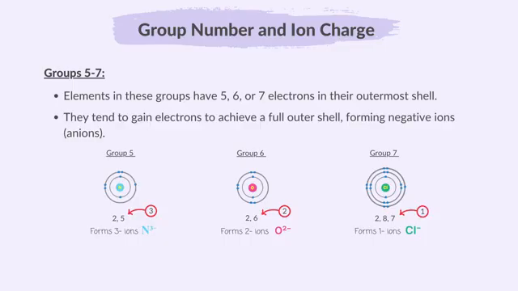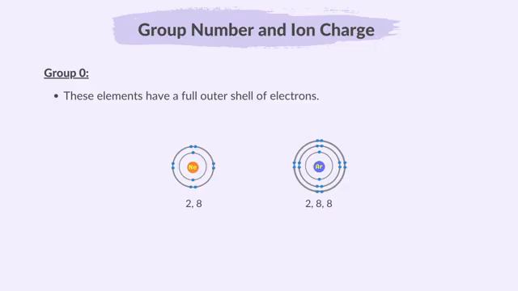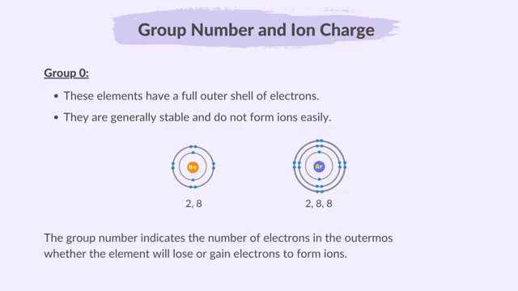Example: Cl1-. In group 0, these elements have a full outer shell of electrons. They are generally stable and do not form ions easily. In summary, the group number indicates the number of electrons in the outermost shell and whether the element will lose or gain electrons to form ions.